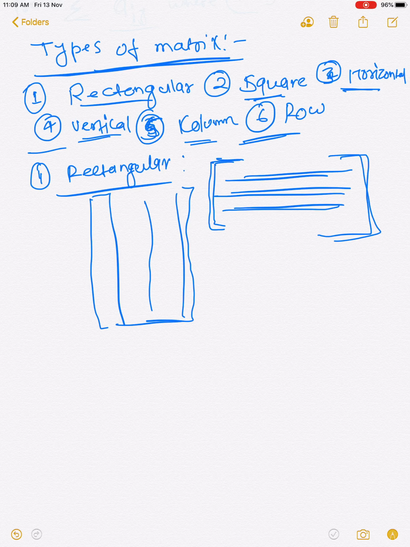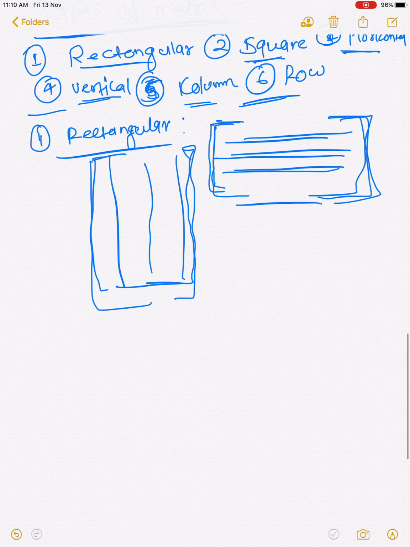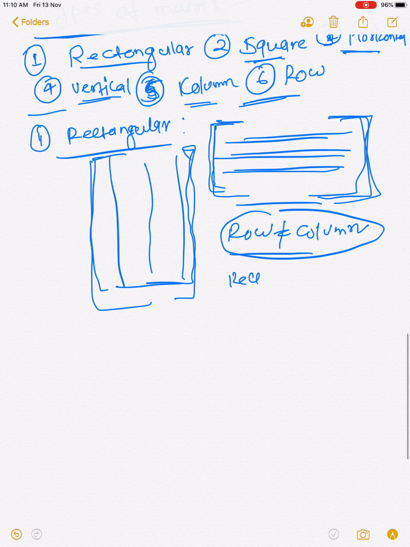That means if the shape is horizontal, then the matrix is a horizontal matrix. If the shape you will see is vertical, then that matrix is a vertical matrix, and both are included in what is known as a rectangular matrix. The shape is like a rectangle, no? It means row not equal to column. In the same way, in the rectangle we know that length is not equal to breadth. So in the similar way, row not equal to column, that is the rectangular matrix.